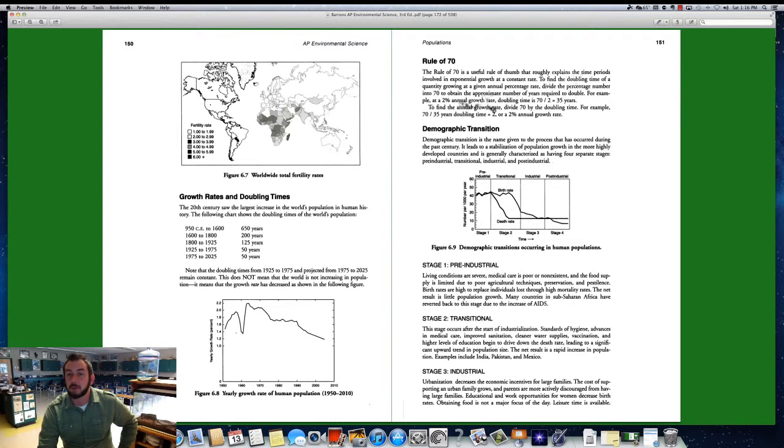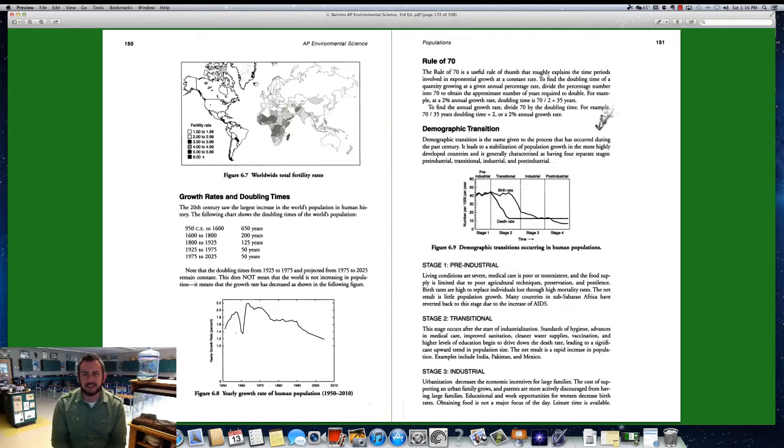To find the annual growth rate, divide 70 by the doubling time. For example, 70 divided by 35 would be a 2% growth rate. So that's the rule of 70. Good thing to go over. I highly recommend going back over that. Throw some different numbers in the equation just so you've got a pretty good base of how to do it. The rule of 70 probably will come up on the AP exam.